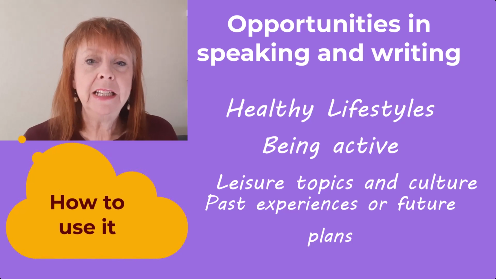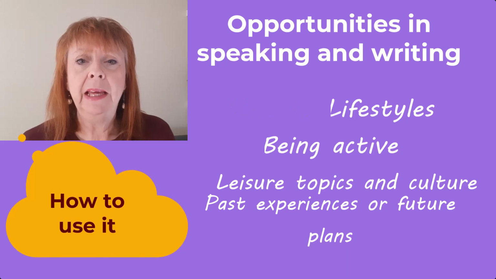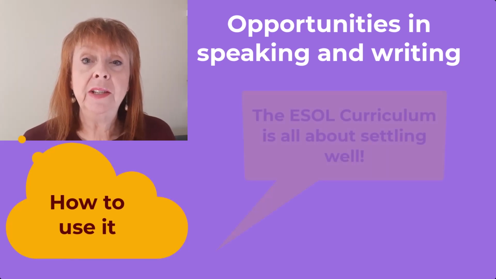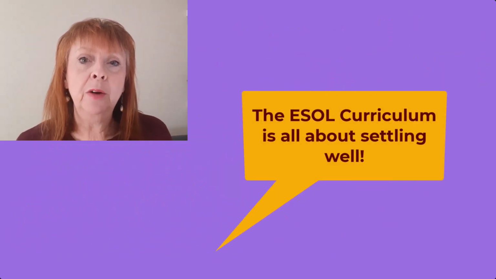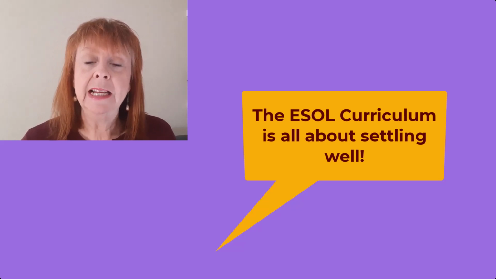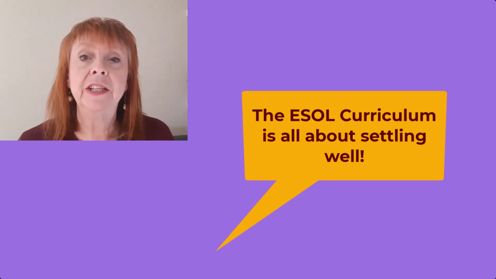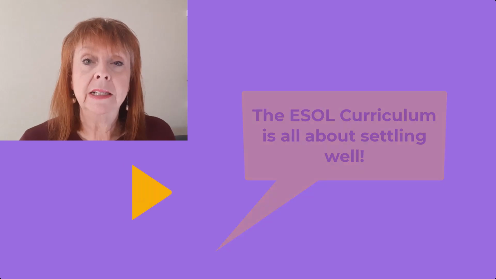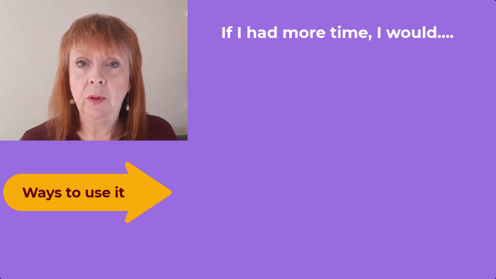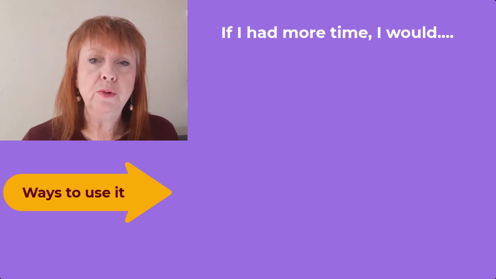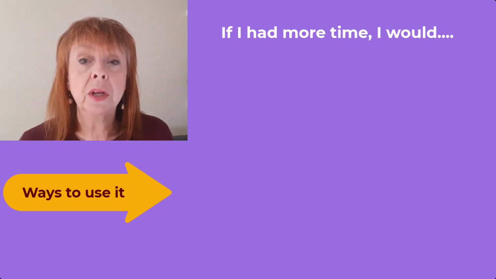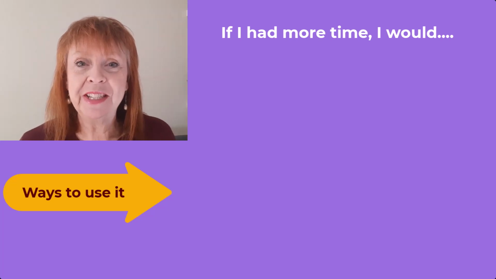Now, as you can see, these themes are very focused on leading happy, healthy, productive lives and being good citizens, because that's what the ESOL curriculum is designed for, to help people settle well and happily into the UK. So here are just a few ideas about how to put in the second conditional using these ideas. Here's an example. If I had more time, I would. Well, what would you do? Cook healthier meals, exercise more, spend more time outdoors, do another training course. There's lots of possibilities to finish the sentence here.